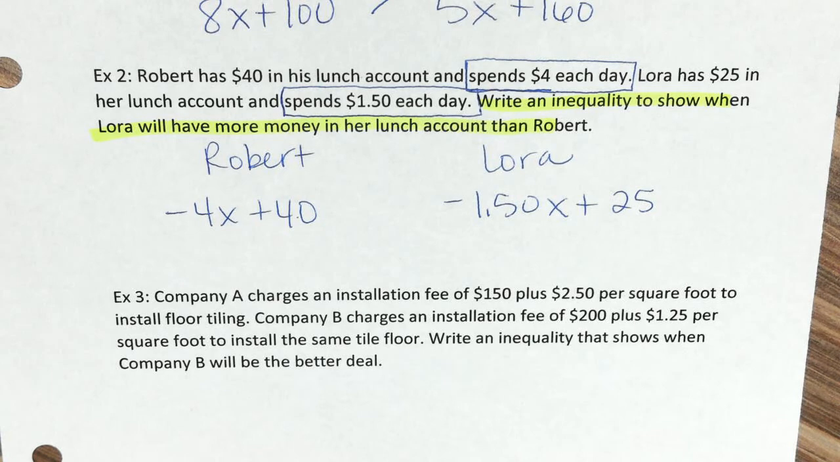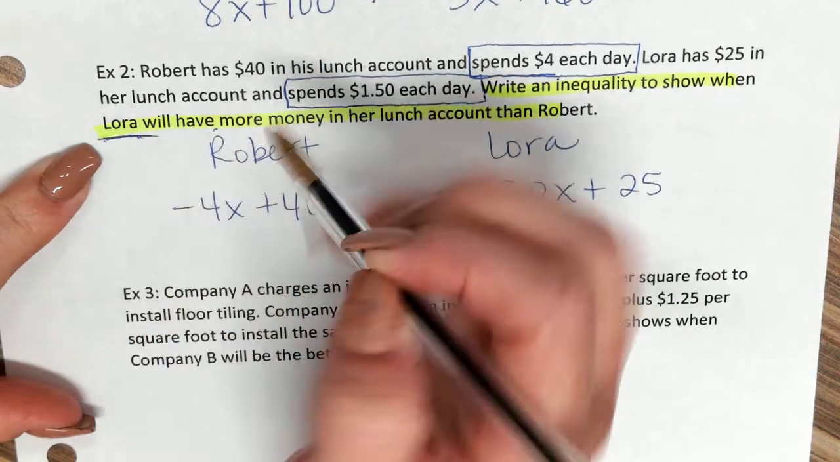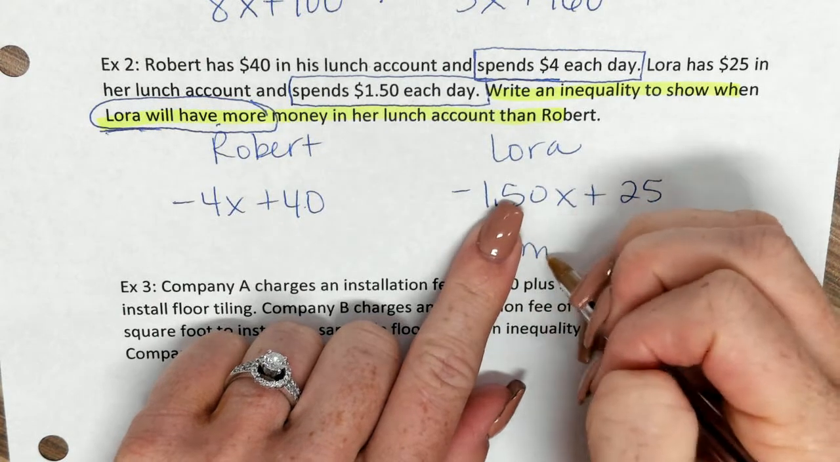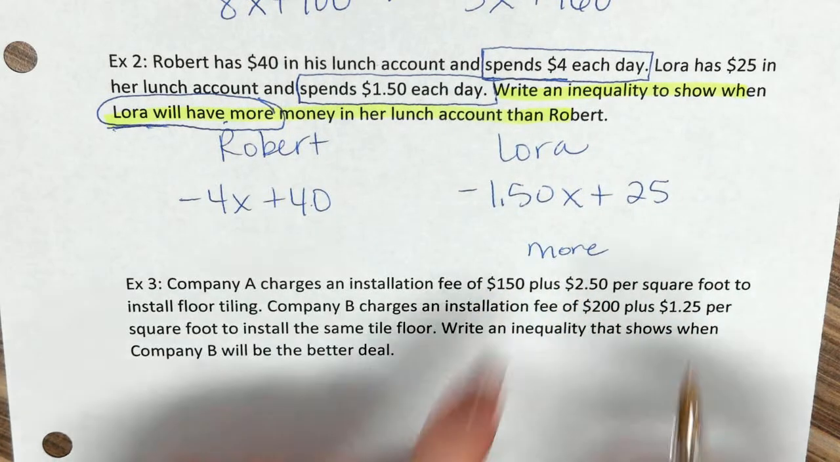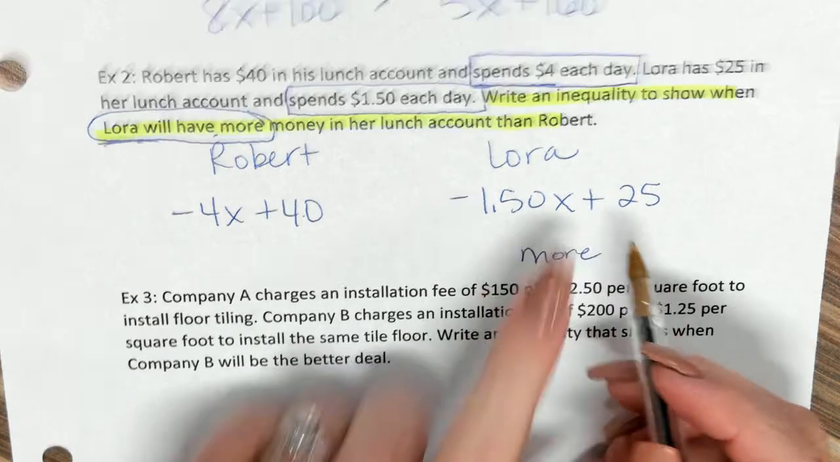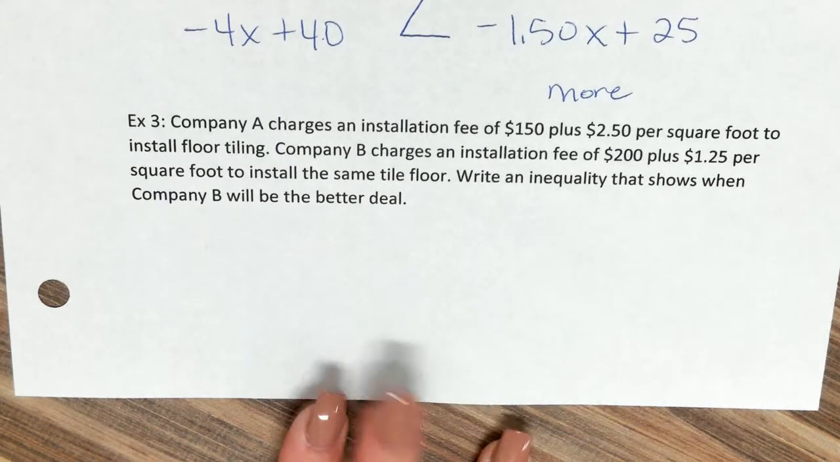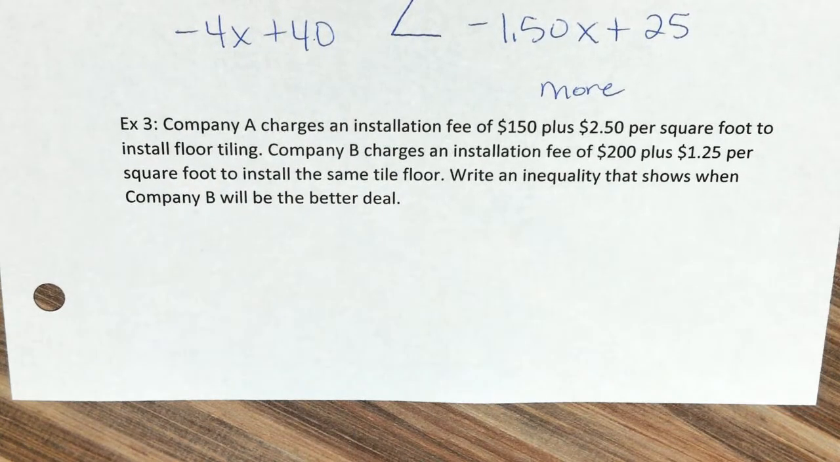Okay, let's read it. Write an inequality to show when Laura will have what? They want Laura to have more. That means the alligator wants to open to Laura. Do y'all see how this works? It's not hard if you'll just do step by step. Okay, I'm going to give you about 2 minutes to see if you can totally set up the last one on your own, and then we're going to go over it. See if you can do the last one on your own.